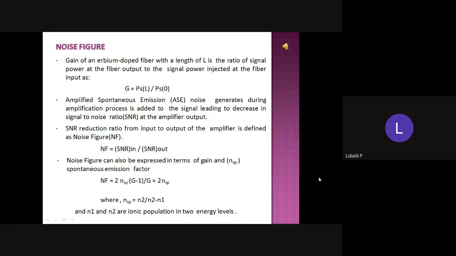That is, noise figure equals 2 times the spontaneous emission factor times (G minus 1) by G, which is approximately equal to 2 times the spontaneous emission factor. That is in terms of the spontaneous emission factor and the gain G. Here the spontaneous emission factor is equal to N2 divided by (N2 minus N1), where N1 and N2 are the ionic populations in the energy levels.